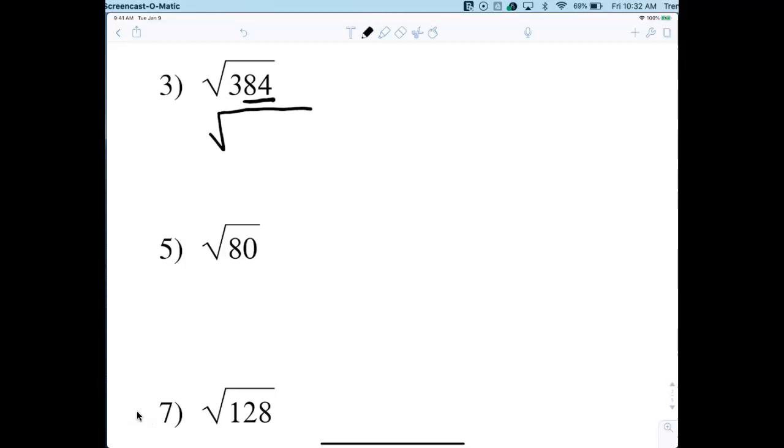Just look. How many times does 4 go into 38? 9. 4 goes into 38 9 times. 9 times 4 is 36. There's 2 left over. 4 goes into 24 how many times? 6. So there you have 4 and 96. Is everybody with me? However, the square root of 4 is what? So now I have 2 radical 96.